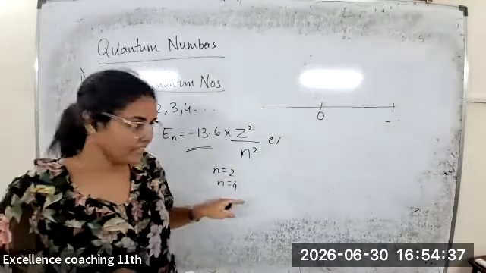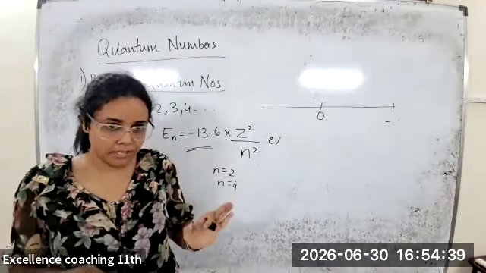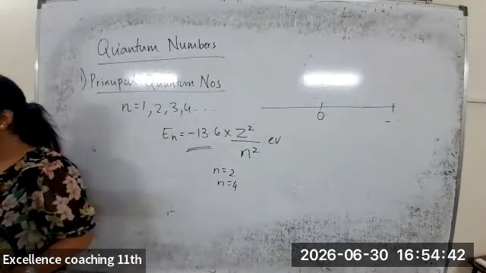The one which is less, right? The negative value which is less. Okay, I have understood this concept.